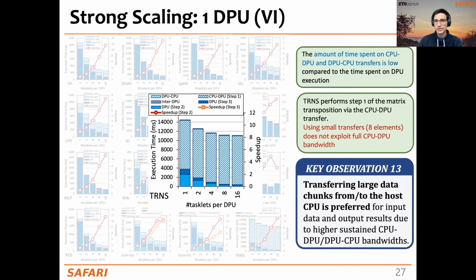But in general, transferring large data chunks from and to the host CPU is preferred for input data and output results due to higher sustained CPU-DPU and DPU-CPU bandwidths, as we could see in our previous lecture for the micro-benchmark experiments that we showed for the communication between the host and the PIM-enabled memory, between CPU and DPUs.